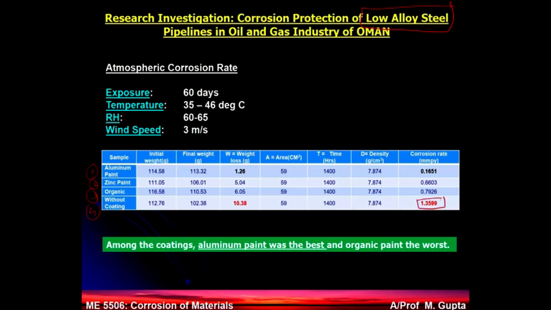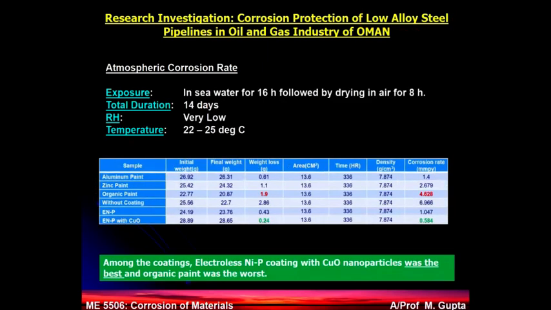So 4 types of situation, and they found that maximum corrosion rate is of course when you don't use a coating, and minimum corrosion rate comes when you use the aluminum paint. They checked it in the oil and gas industry, and they found that aluminum paint was the best and polymeric paint under these conditions in oil and gas industry is the worst.